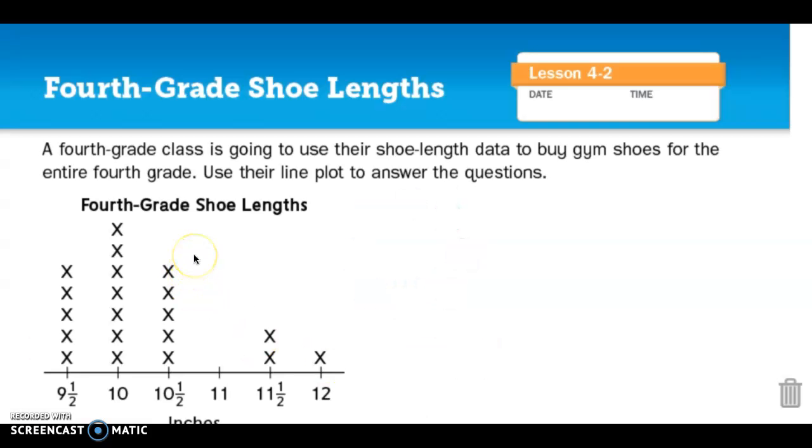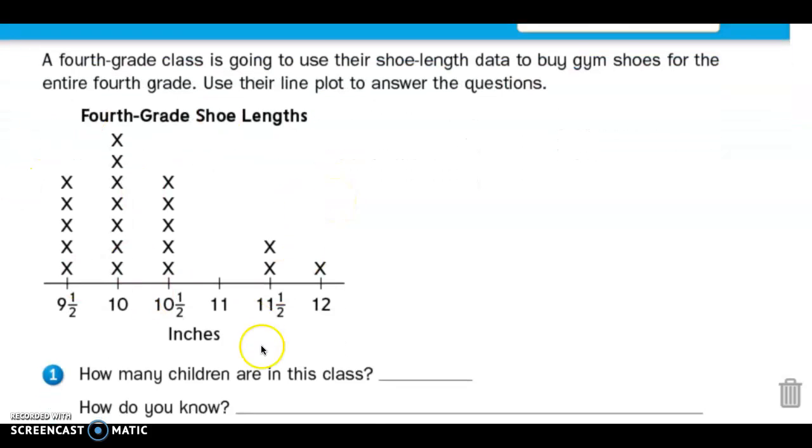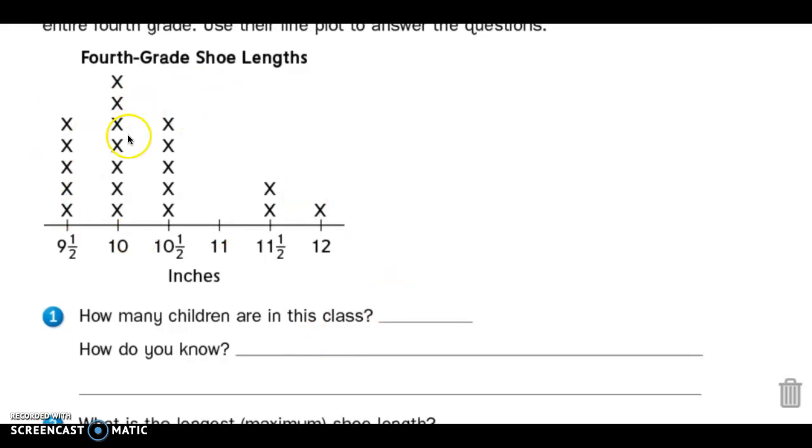Oops, did I go too far? Nope, this is exactly what we need. Look at another line plot. Someone else made their own. It says 4th grade shoe lengths. A 4th grade class is going to use their shoe length data to buy gym shoes for the entire 4th grade. Use your line plot to answer the question. So they did exactly what we did. Oh, and their shoe sizes are just a little bit bigger than ours. So we're going to use their line plot.